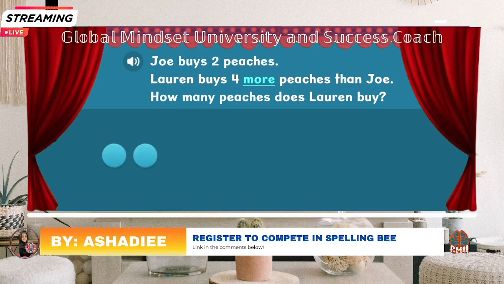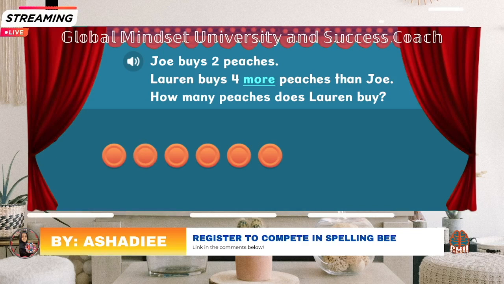Joe buys 2 peaches. Lauren buys 4 more peaches than Joe. How many peaches does Lauren buy? So we added 2 peaches. We added 4 more peaches. Now how much is there all together? So the part that Joe bought is orange. The part that Lauren bought is blue.